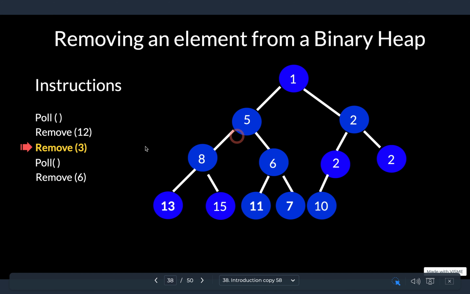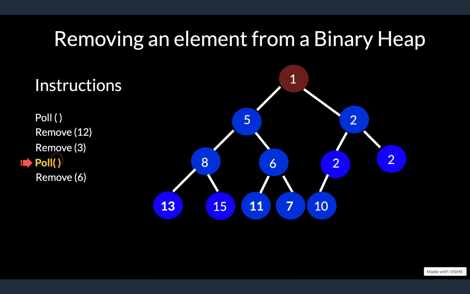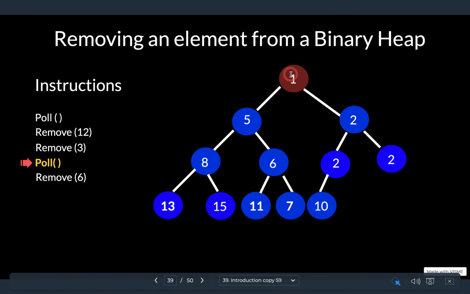Okay, so let's check out the next operation, which is the poll operation. For the poll operation, we already know the position, right? So we can swap it with the last element in the binary heap like this. Okay, so we can remove 1 like this.